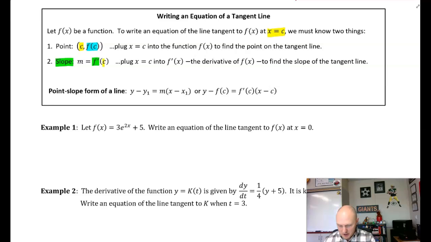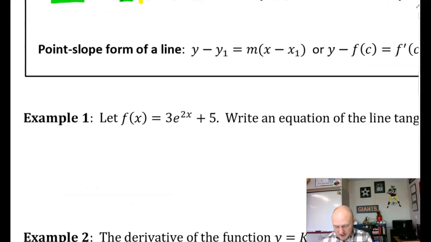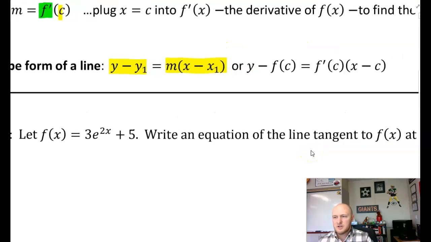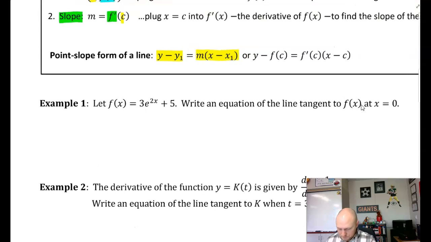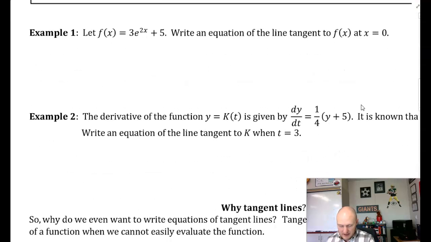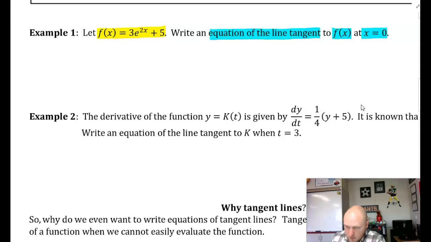Now here's just a reminder of point slope form. And this is the form that I primarily use. y minus y1 is equal to m times x minus x1. Or you can see it in these terms right here. y minus f of c is equal to f prime of c times x minus c. Okay, so let's just recap. How do I write the equation of a tangent line? So let f of x equal 3 times e to the power of 2x plus 5. Write the equation of the tangent line to f of x at x equals 0.